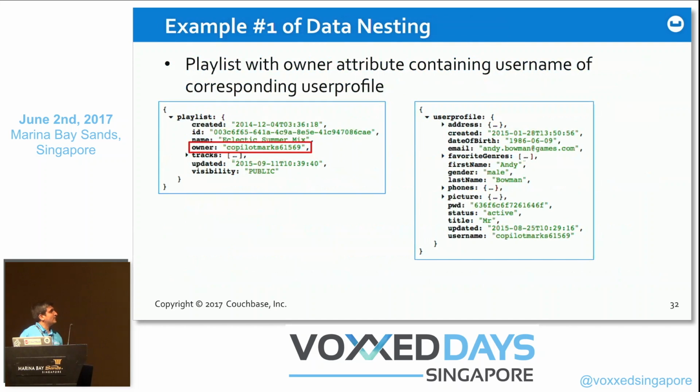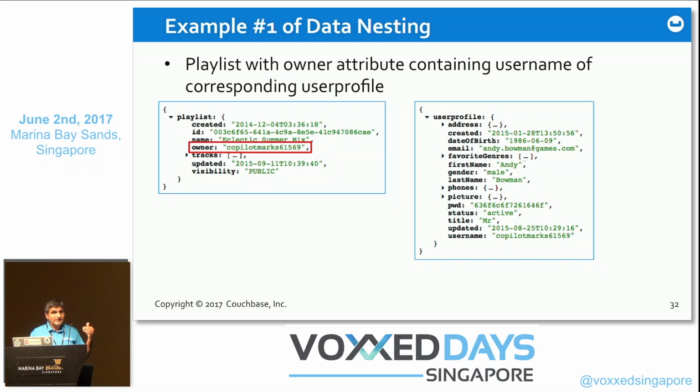All right, so let's look at data nesting here. In this case, you can see you have a playlist and the user profile here. You can see the owner within the playlist document. You have the owner attribute, and the owner attribute is cross-referencing the username here. Which means if I have to read the username of the playlist, I have to do a join, or I have to get the playlist and get the username and get the other document.